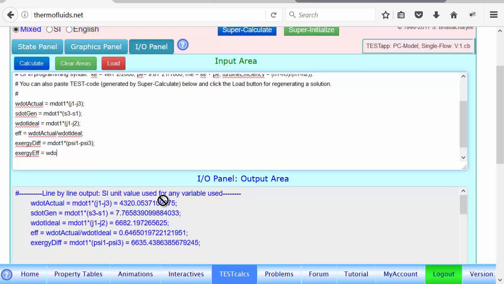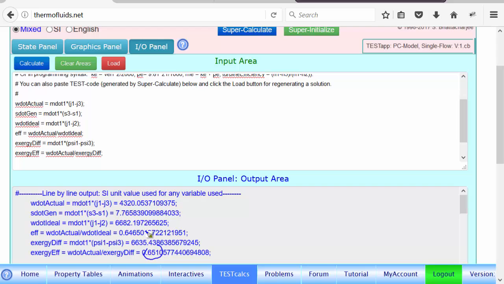Exergy efficiency would be how much? The actual is producing W dot actual divided by the exergy difference, which is 65.1%. So notice that these two efficiencies are totally different things, even though they're close to each other. This is isentropic efficiency, and this is exergetic efficiency. This is covered in chapter 6 of the book, and this is covered in chapter 4 of the book.